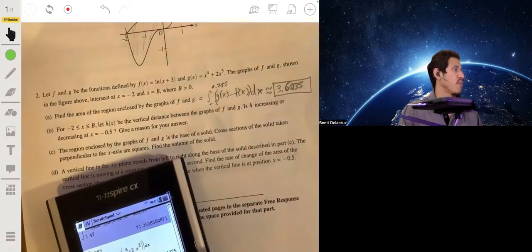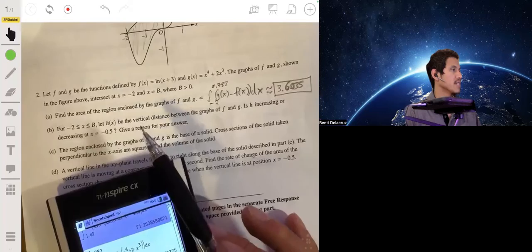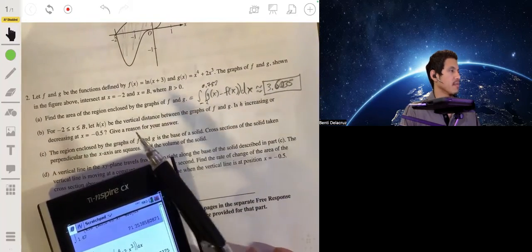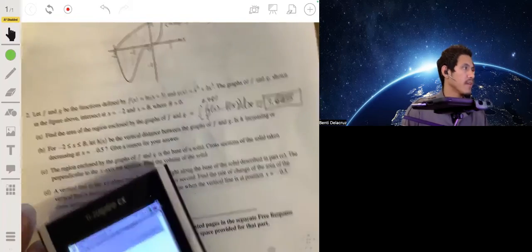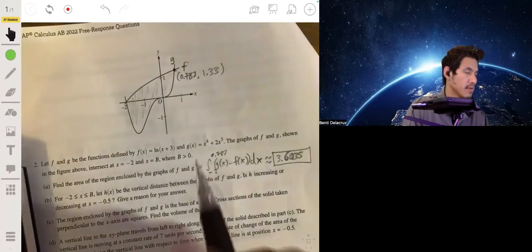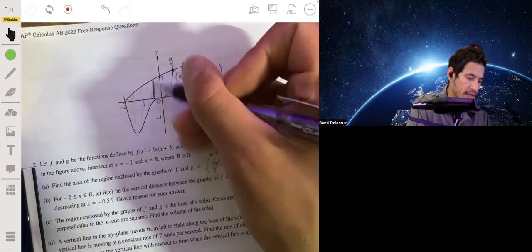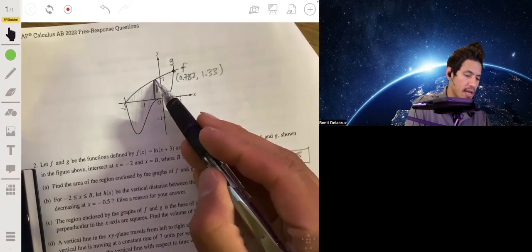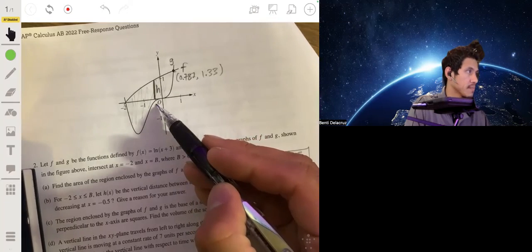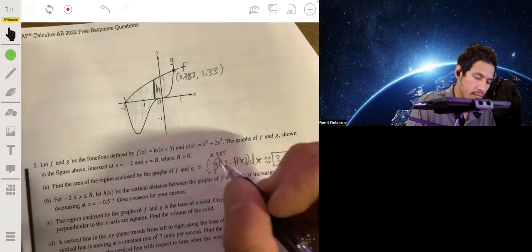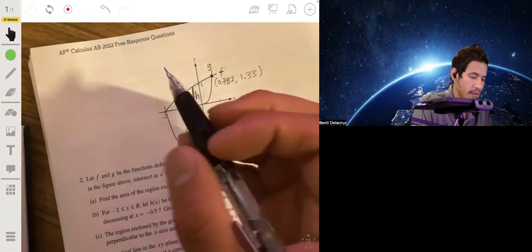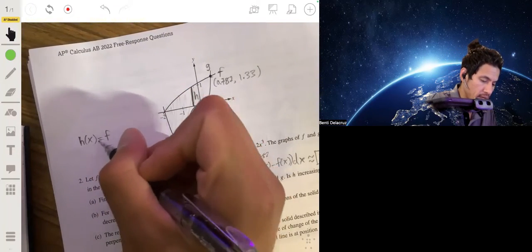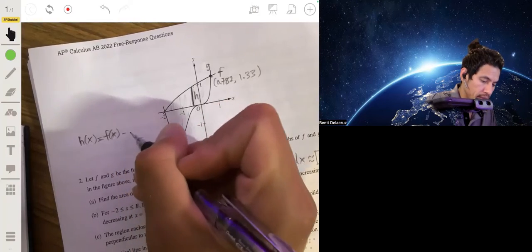All right, part B. For x between -2 and b, let h of x be the vertical distance between the graphs of f and g. Is h increasing or decreasing at x equals -0.5? Give a reason for your answer. Okay, so if h is the vertical distance between these two graphs, we can think of it as like this line segment. That means that h of x is equal to f of x minus g of x. So let me actually write it over here so I'm not cramming. So h of x equals f of x minus g of x.